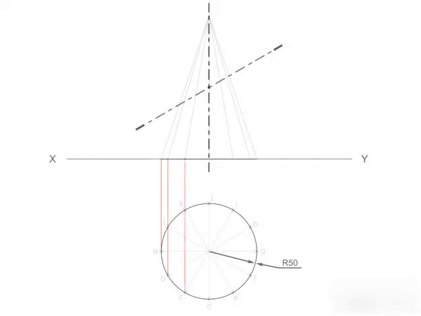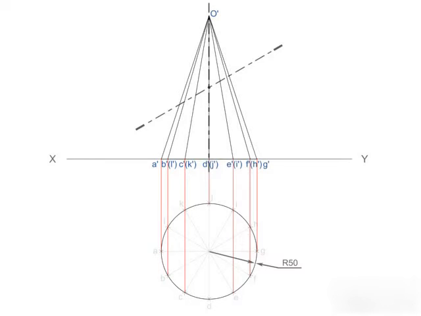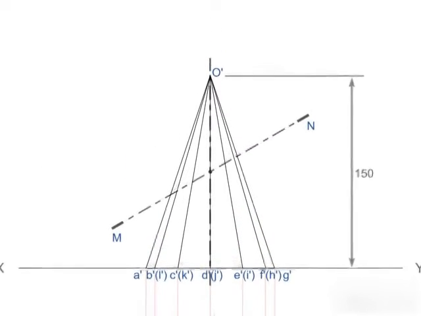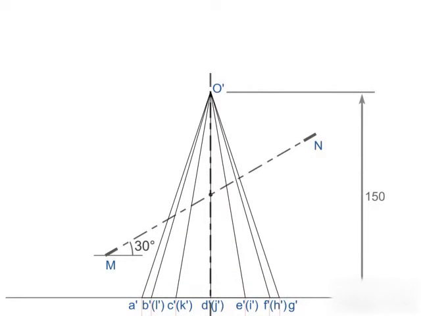Let's draw vertical projectors from these points to meet the reference line XY and further join them to the apex of the cone. We see that the vertical trace MN of the cutting plane, inclined at 30 degrees to HP, bisects the vertical axis. Also, MN cuts the slanting edges of the cone.